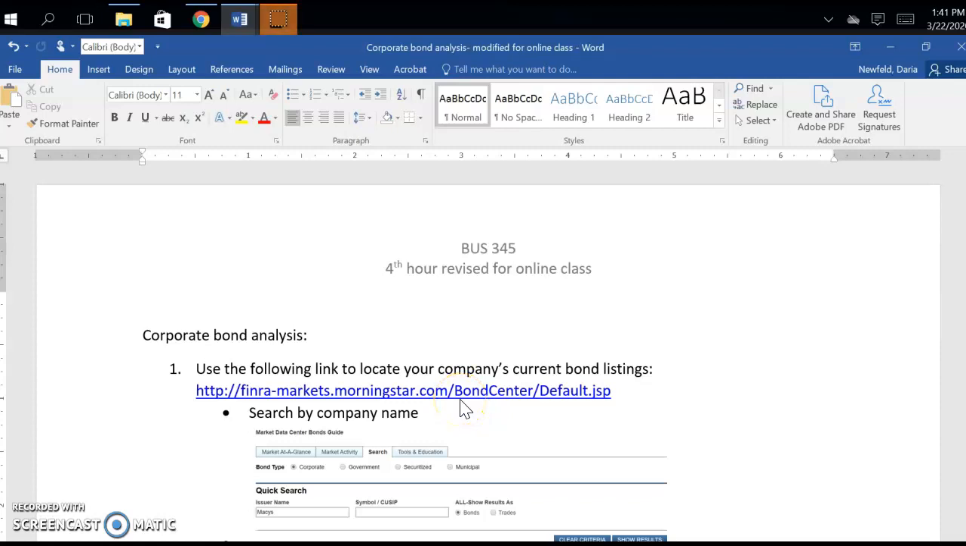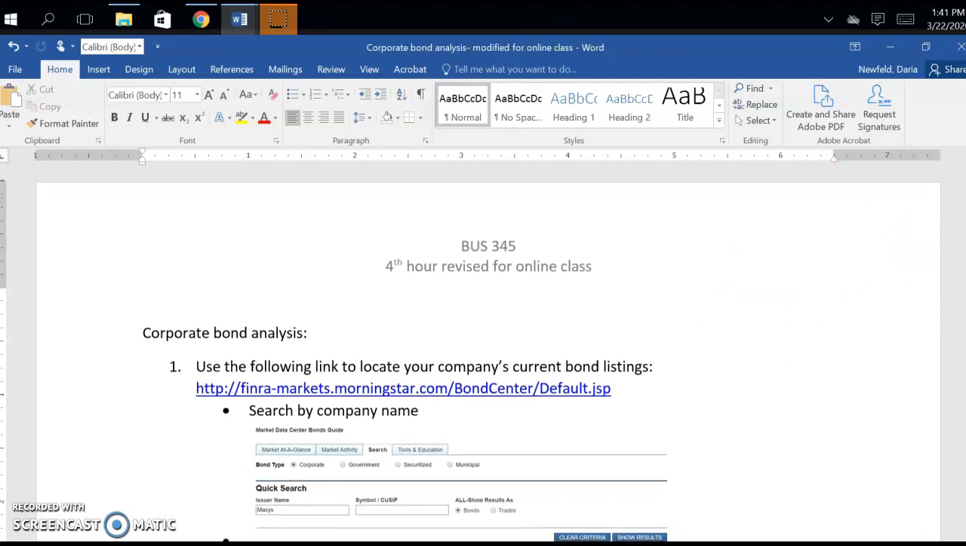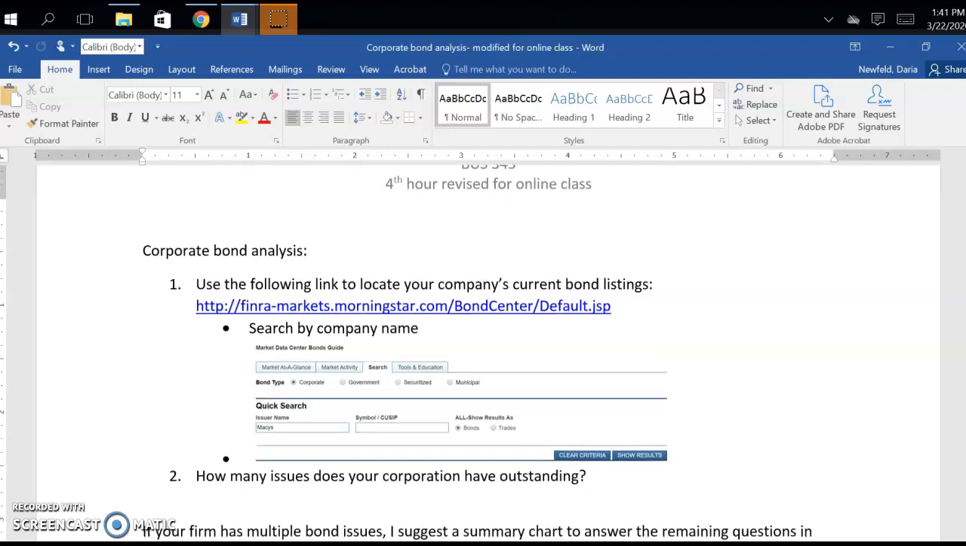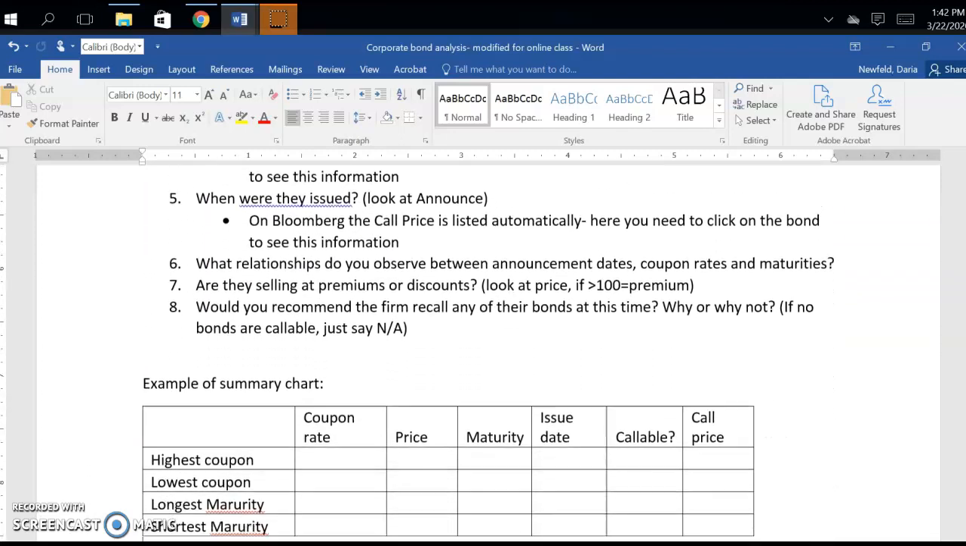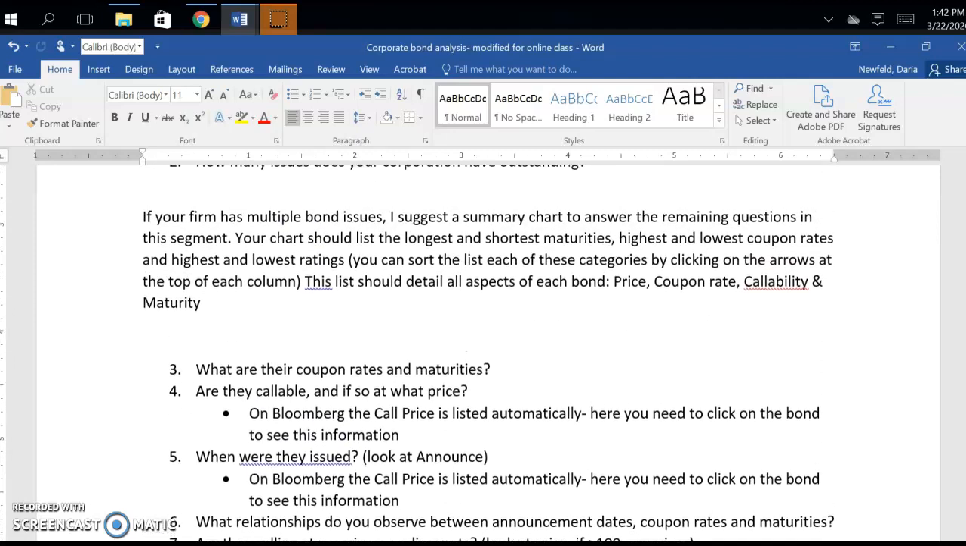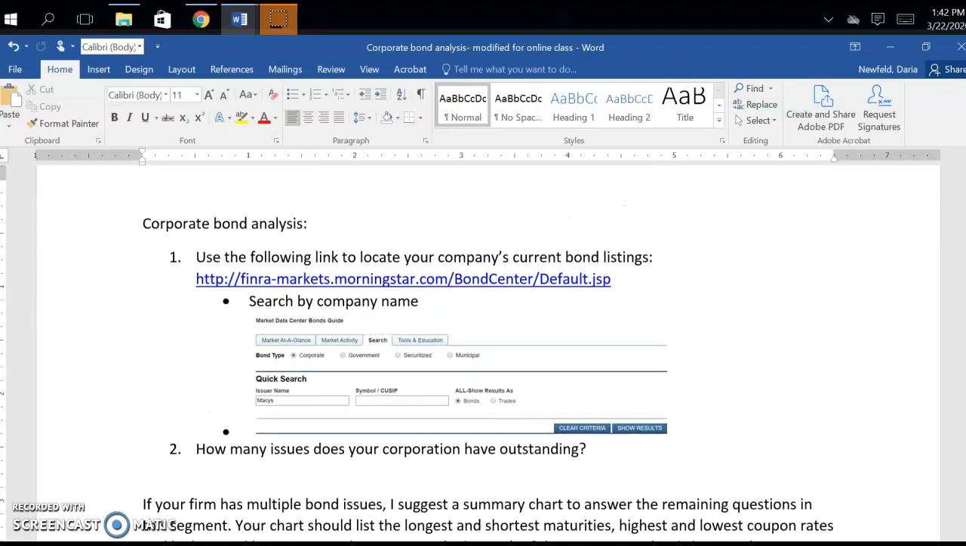So in this video, I'm going to show you how to use FINRA's Morningstar information to find the bond information about your company. It's going to be a little bit different and a little bit more complicated than it was using Bloomberg, because all the information isn't in just one clear space. You're going to have to examine some of the bonds individually to find that information. But I'm going to go over this assignment. I still have you doing the same basic assignment I would have had you do using Bloomberg.